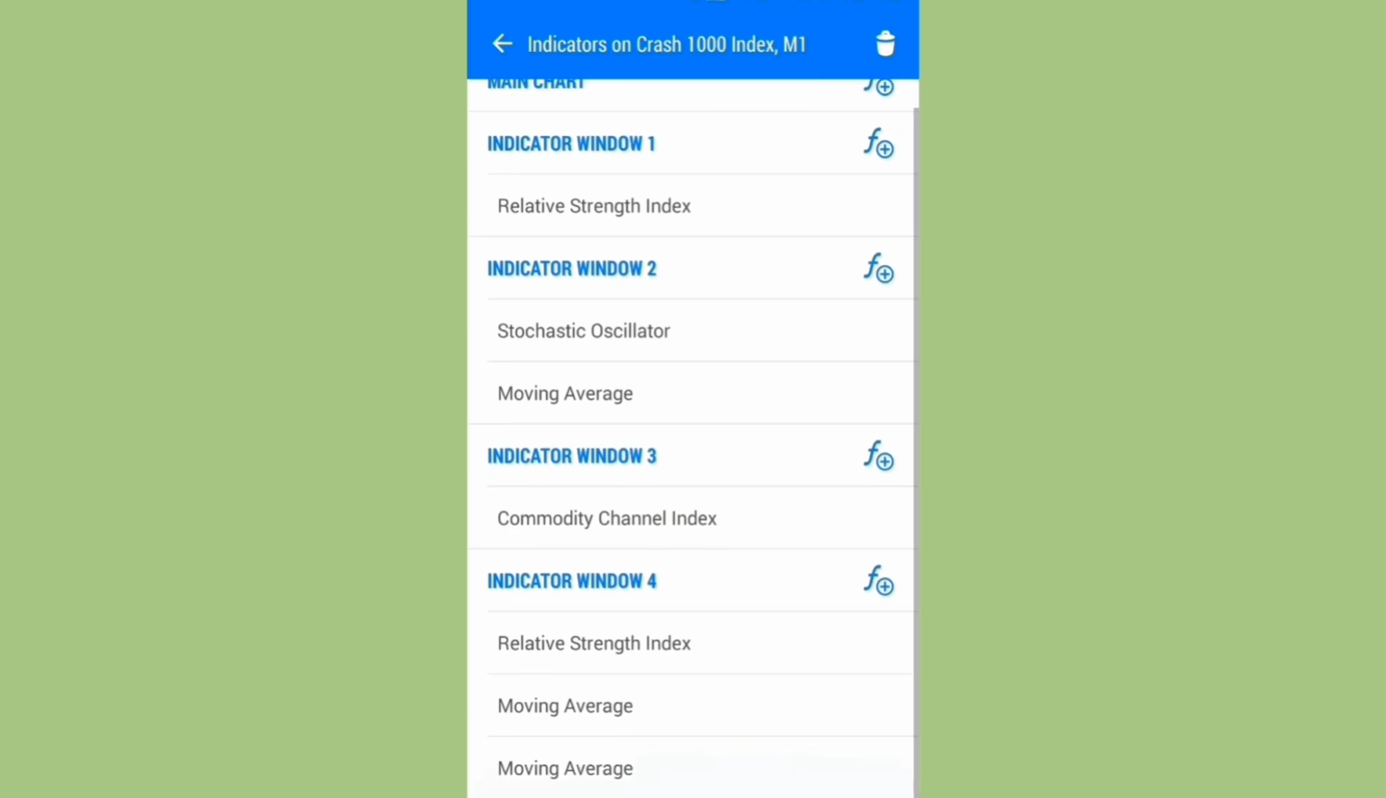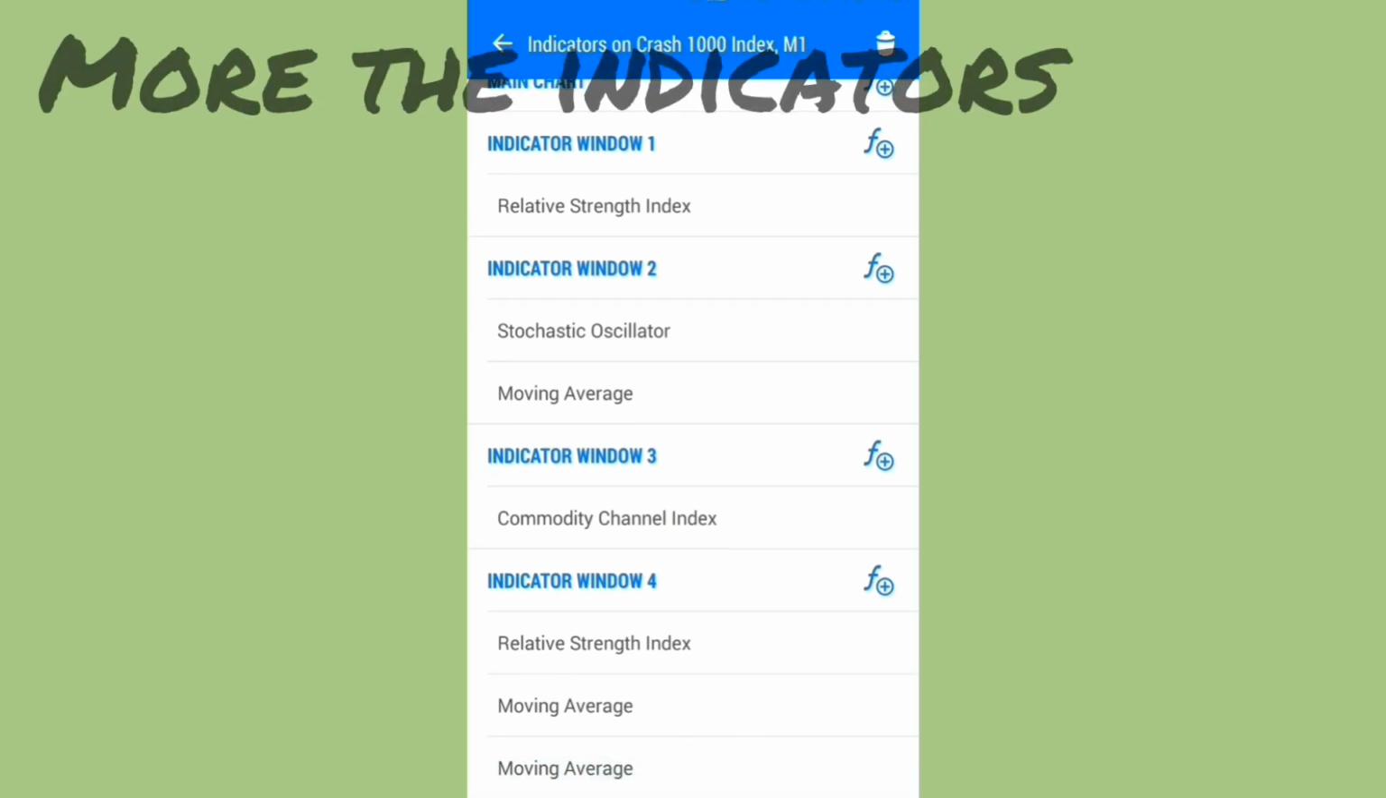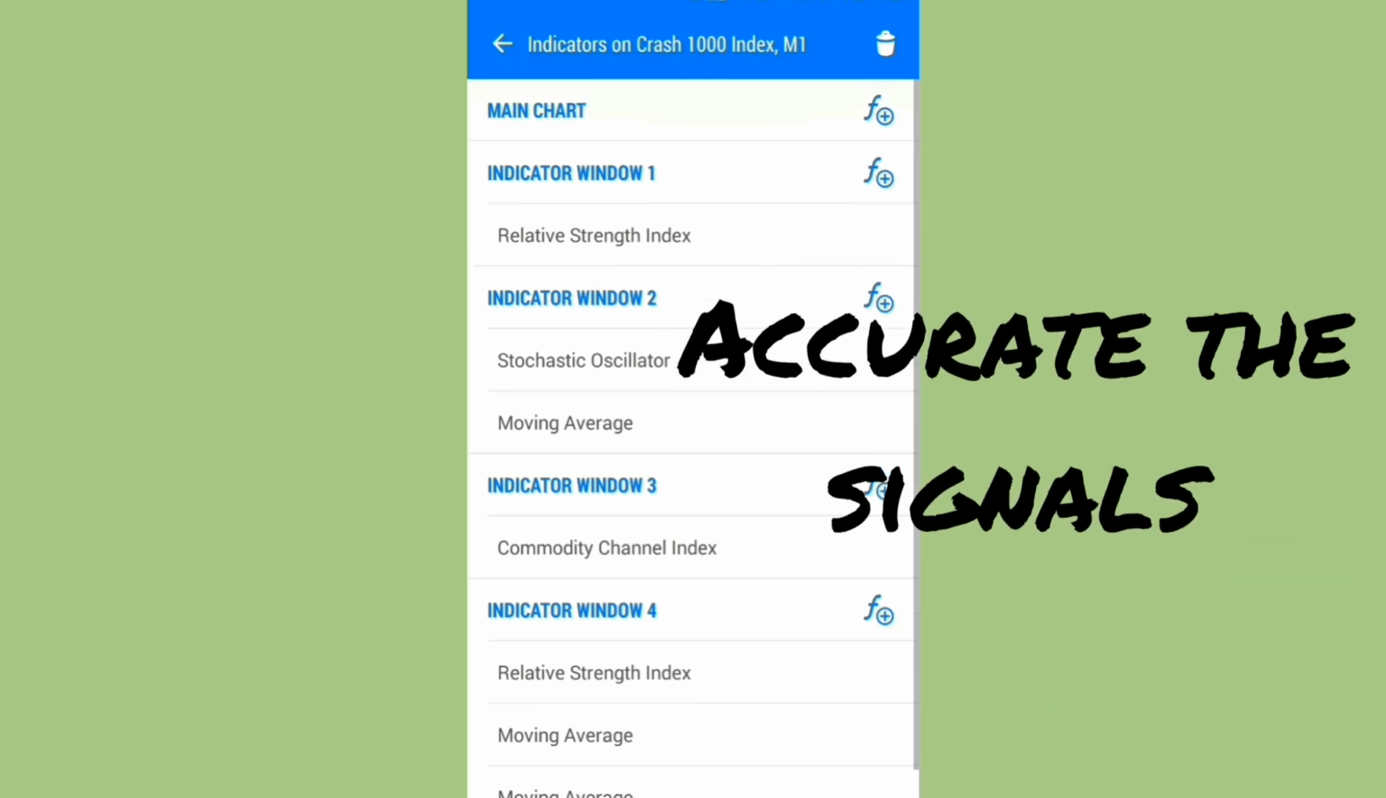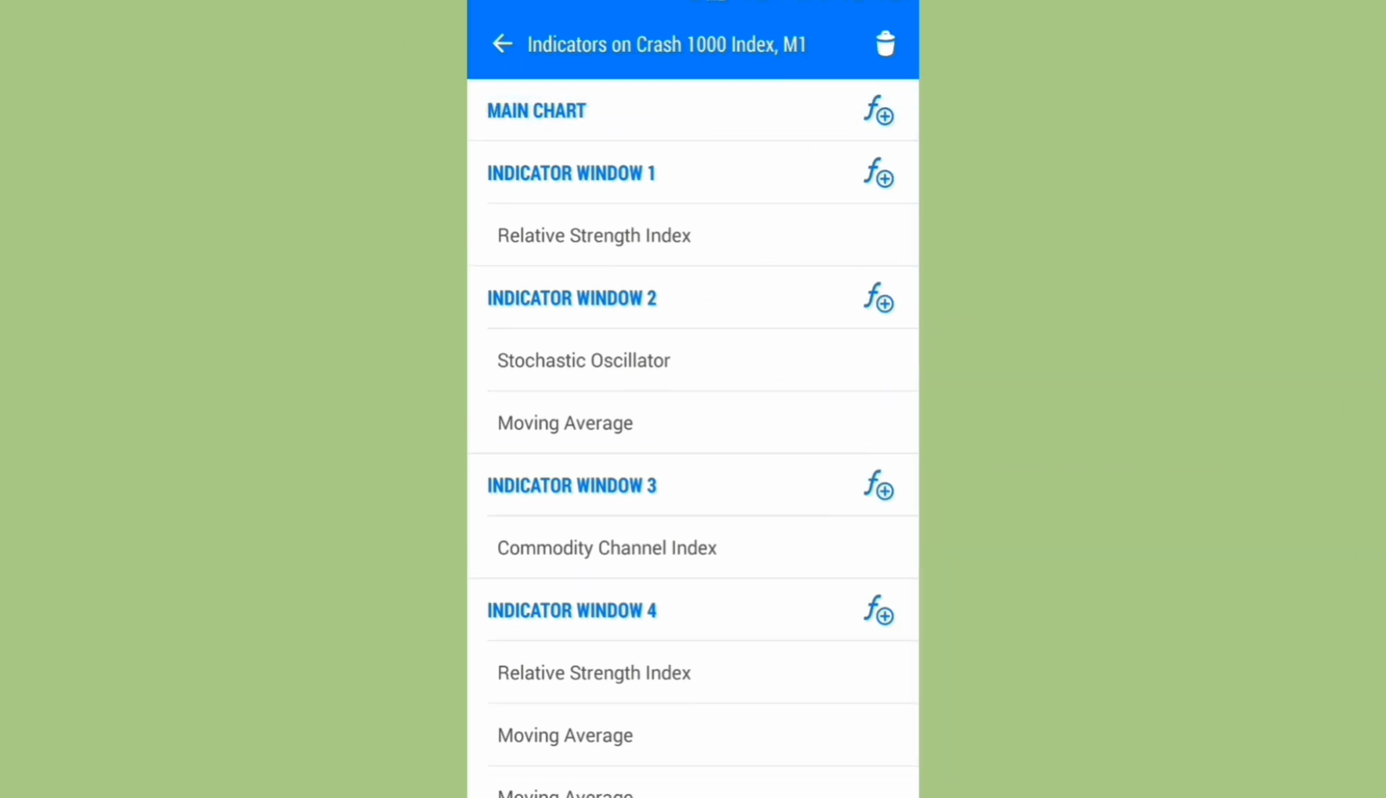You can observe that this strategy contains many indicators. This has a purpose for being so, which soon in this video I will explain the functions of all major indicators. Let's start with indicator number 1, which is the relative strength index.